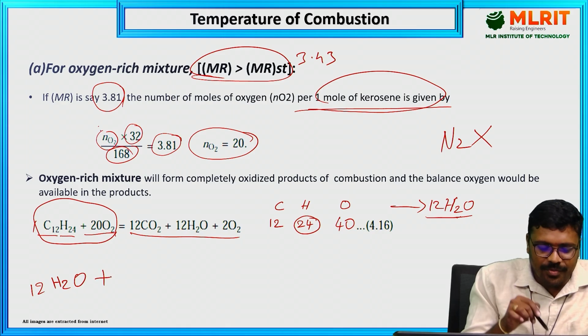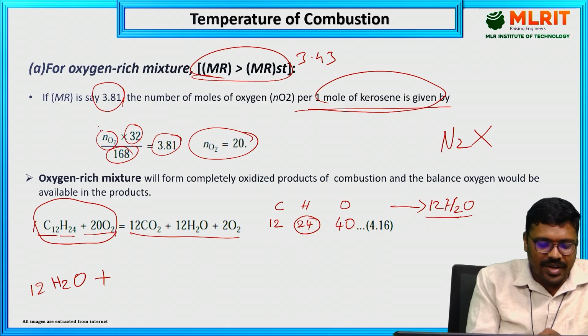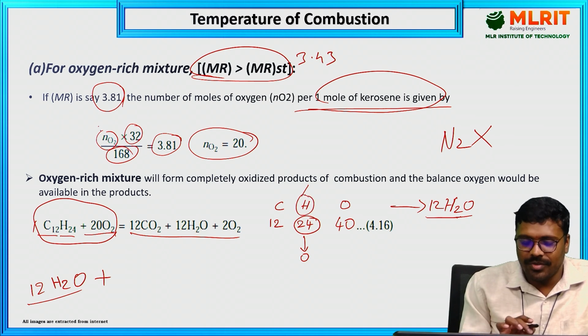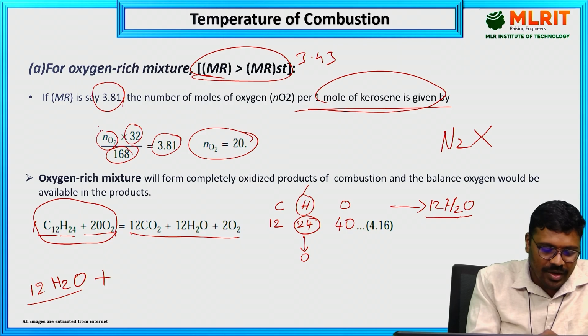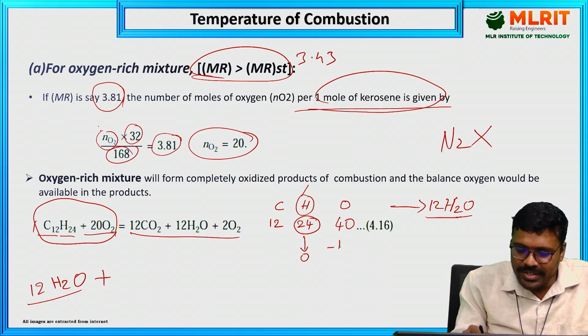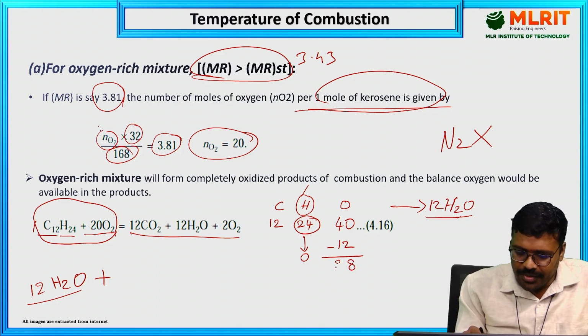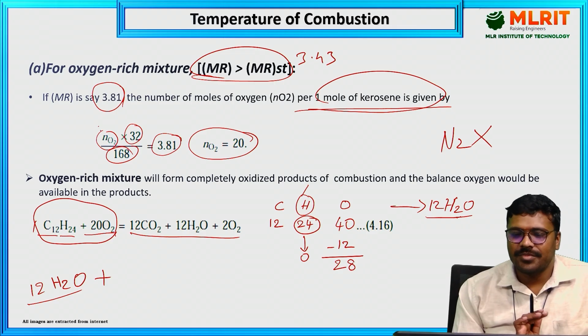According to the procedure, first hydrogen has to react with oxygen and form 12 moles of H2O. How many hydrogens are left? Hydrogens left are 0. All hydrogens are burned, used. How many oxygens are used to form H2O? 12. So 28 minus 12... how many oxygens are left? 28 oxygen atoms are left. Still 28 oxygen atoms are left.